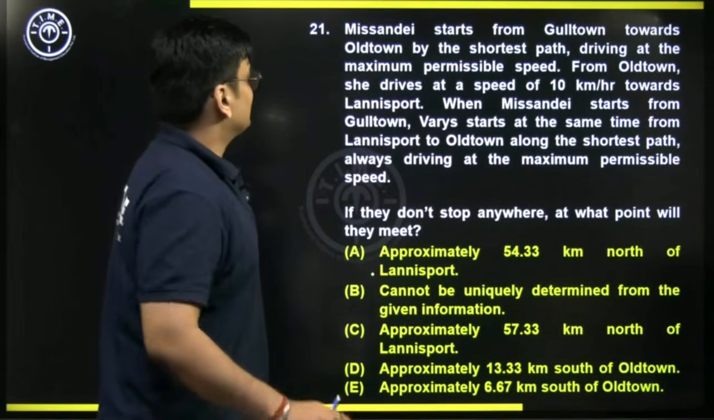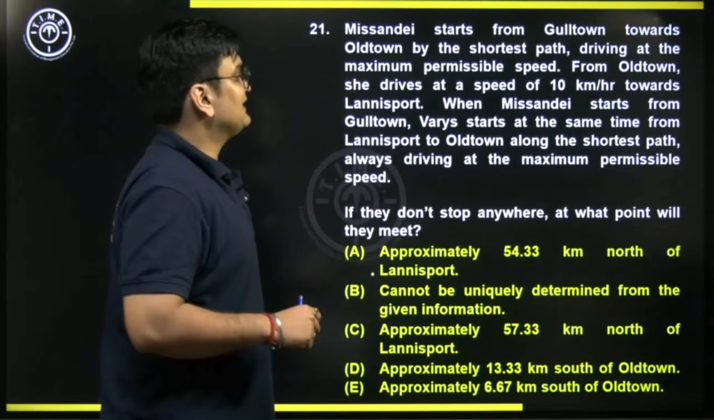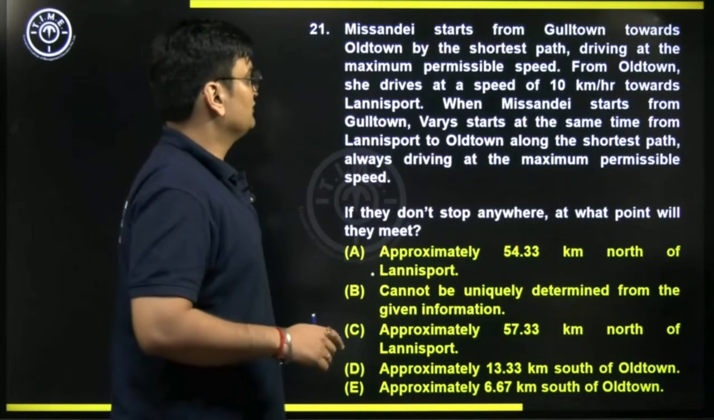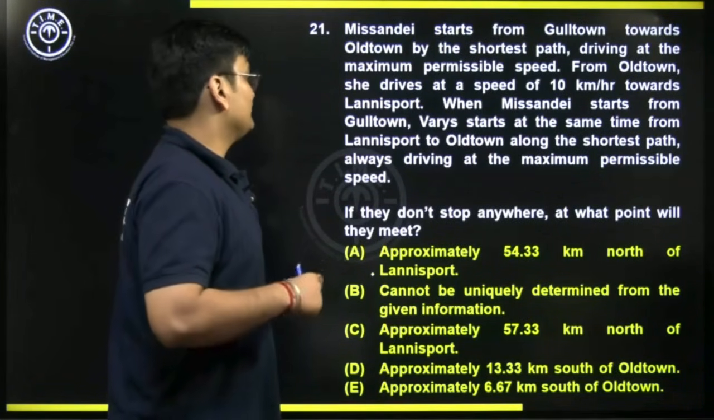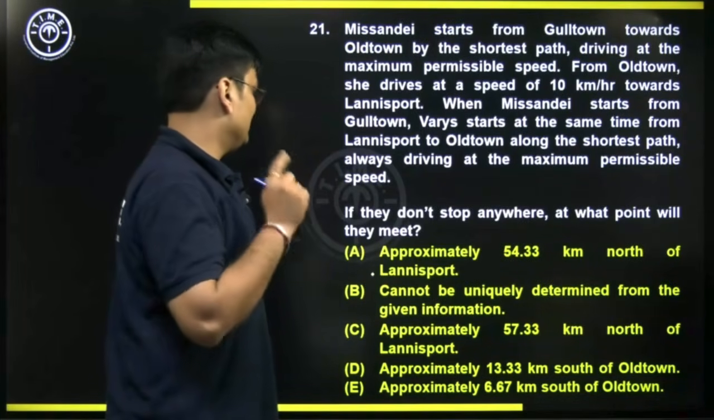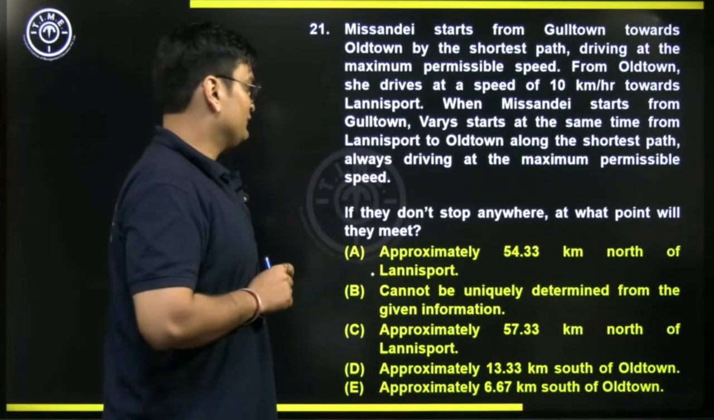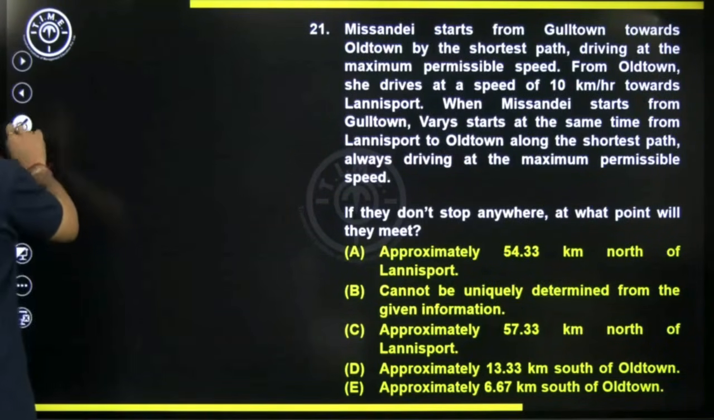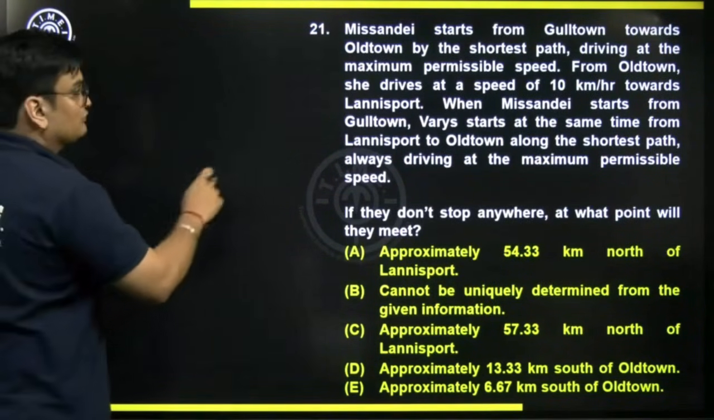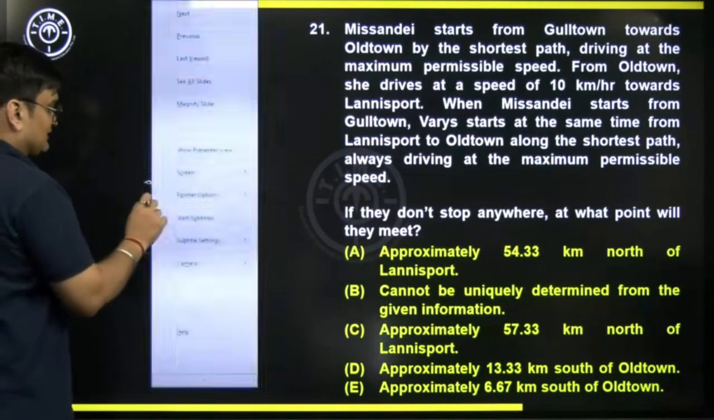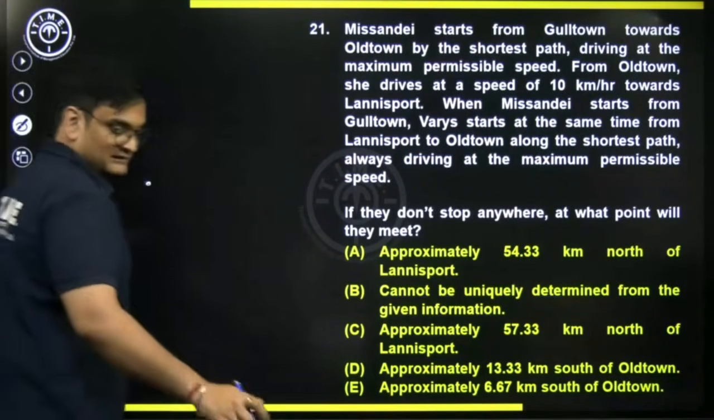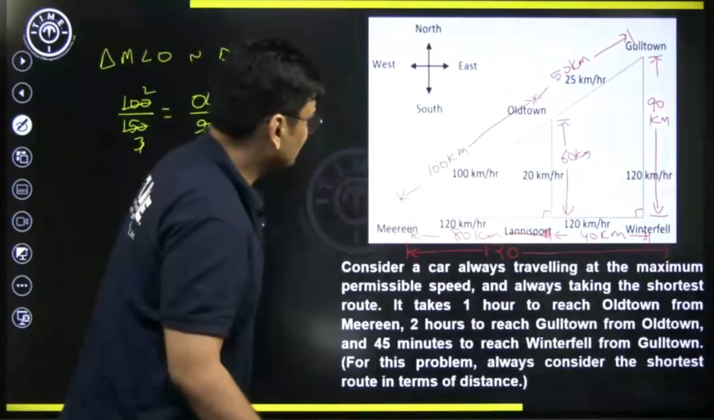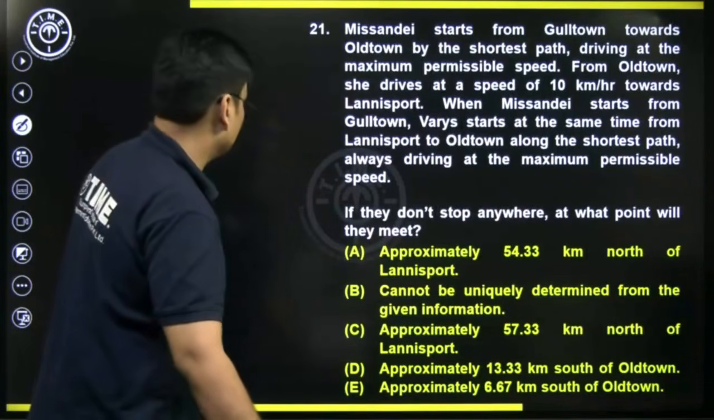When Missandei starts from Gultown, Varys starts at the same time from Lannisport to Old Town along the shortest path, always driving at maximum permissible speed. If they do not stop anywhere, at what point will they meet? Let us try to represent it using the diagram. So, Varys is starting somewhere here. So, this is your, I think, Lannisport, yeah, Lannisport, let us say L.